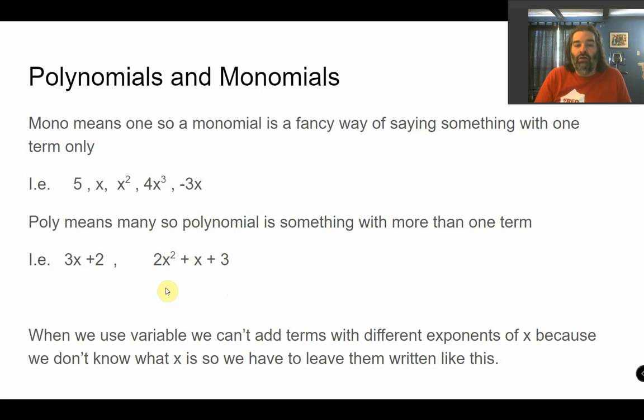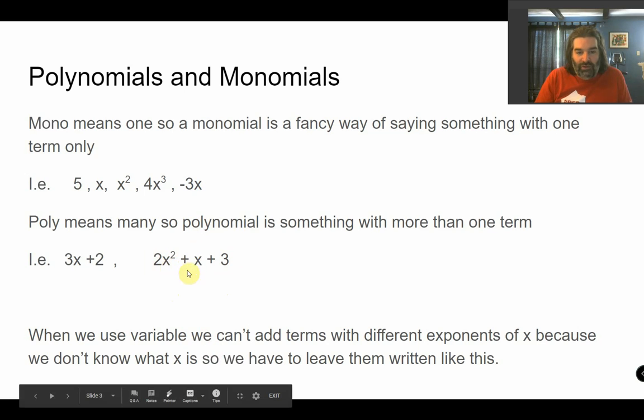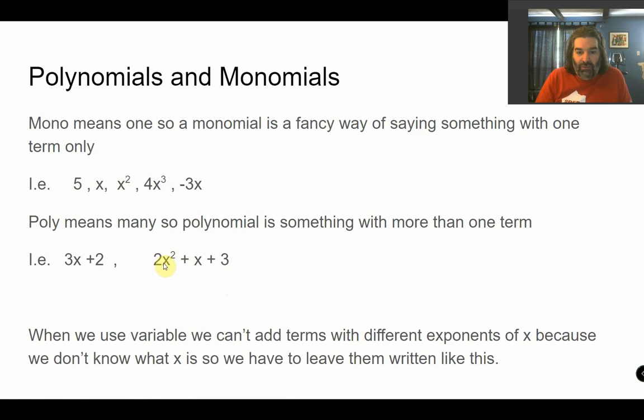And why do we have to do that? Well, when we're using variables, we can't add terms with different values of x because we don't know what x is, and because we have to multiply before we can add, that whole order of operations thing, we can't do it. I can't add that without knowing what x is. So that's why we have to leave it as a polynomial. We can't make it any simpler. Now, the trouble is sometimes you want to multiply polynomials together, or you want to multiply a polynomial by a monomial.